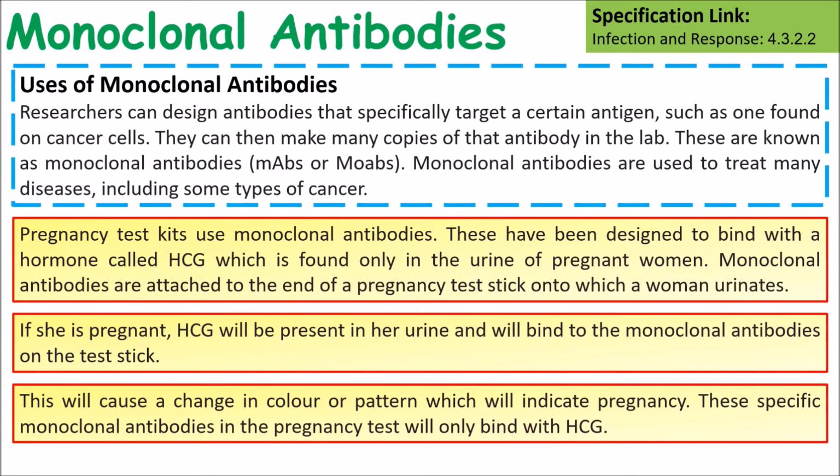So, pregnancy test kits use monoclonal antibodies. So these have been designed to bind with a hormone called HCG, which is only found in the urine of pregnant women. So monoclonal antibodies are attached to the end of a pregnancy stick on which a woman urinates. If she's pregnant, the HCG will be present in her urine and will bind to the monoclonal antibodies. And this will cause a change in colour or a pattern which will indicate that she is pregnant.